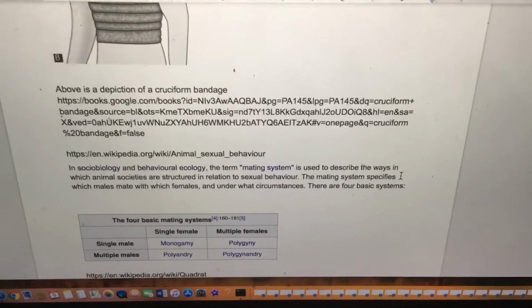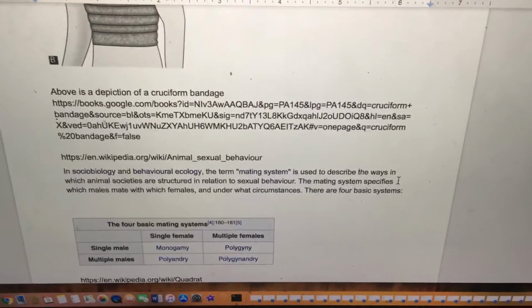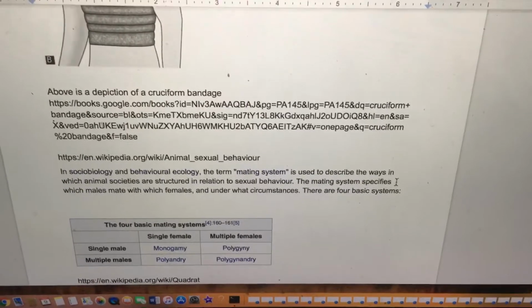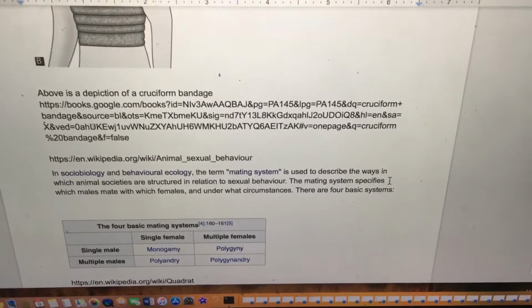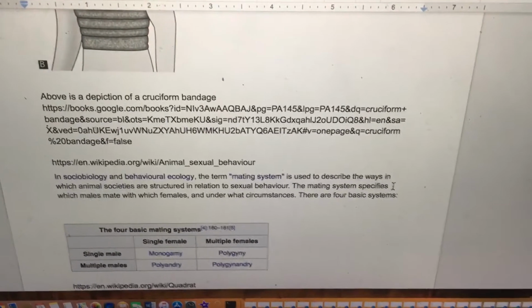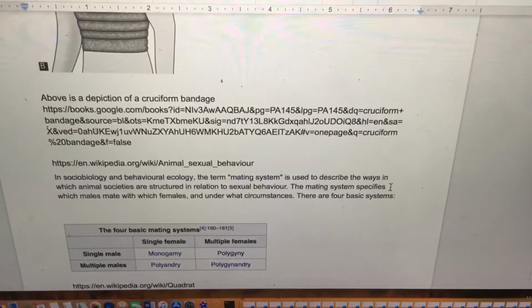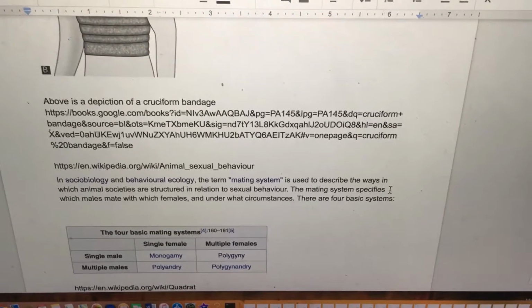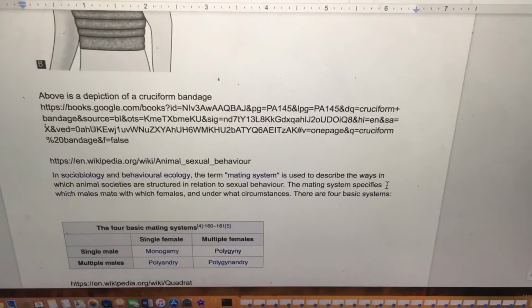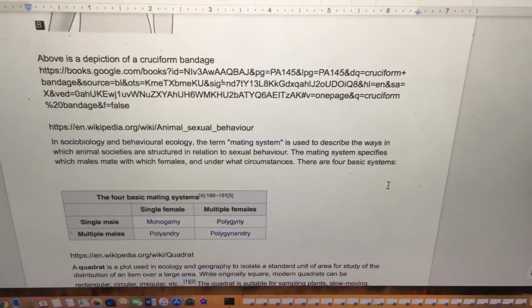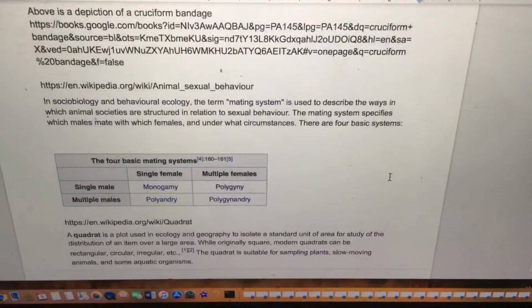In sociobiology and behavioral ecology, the term mating system is used to describe the ways in which animals' societies are structured in relation to sexual behavior. The mating system specifies which males mate with which females and under what circumstances. There are four basic systems.